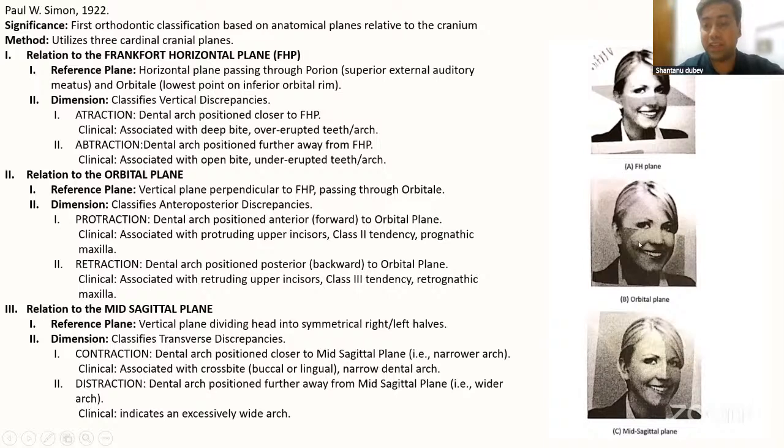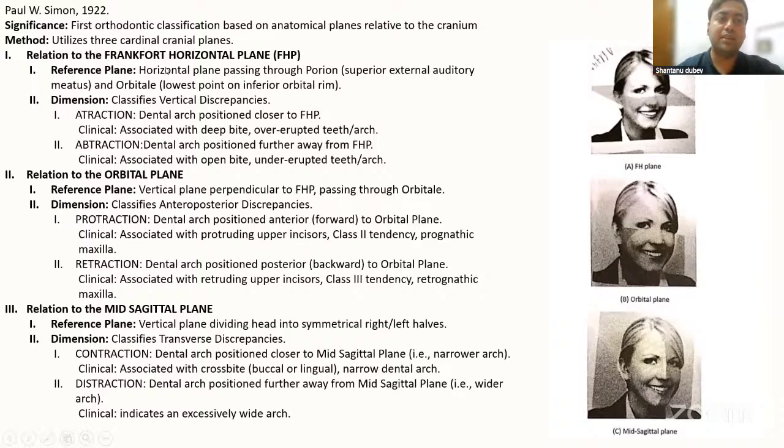For the orbital plane, you can see the image in the middle. It is the vertical plane passing through the orbitale, perpendicular to the Frankfurt horizontal plane. And the third one is the mid-sagittal plane. We don't need to guess about this. This is the plane passing through the middle of the skull, dividing the space into two symmetrical halves, right and left.